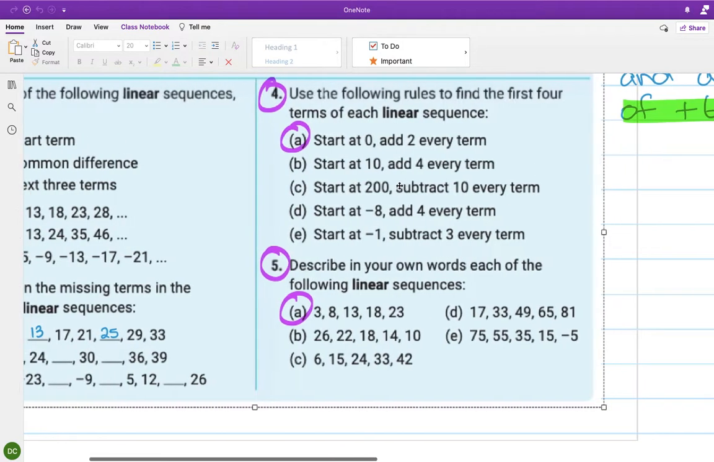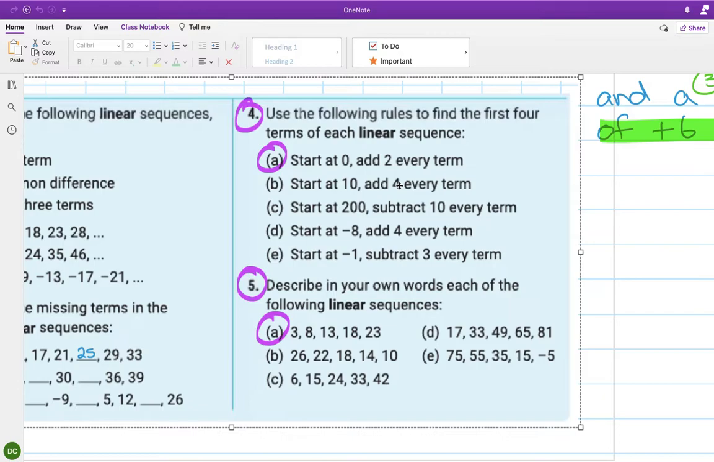Okay, question 4. Use the following rules to find the first 4 terms of each linear sequence. Okay, so they want us to start at 0 and add 2 every term. So start at 0, so there's my start. Add 2 will bring me to 2, another 2 will bring me to 4, another 2 will bring me to 6. And that is 1, 2, 3, 4. And they wanted 4. So 0, 2, 4, 6.